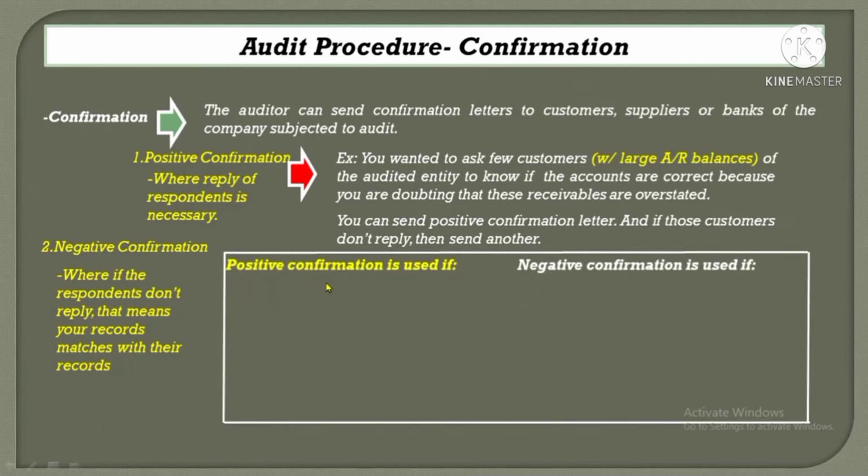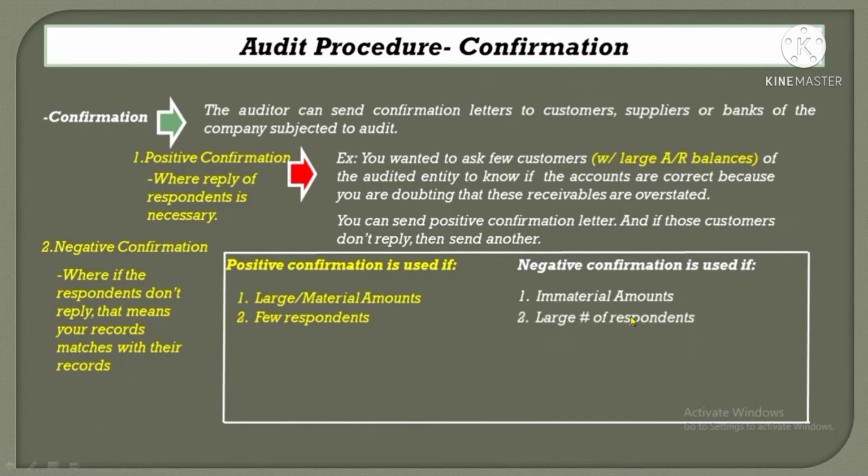Number one, if accounts of respondents are material, then choose positive confirmation. On the other hand, if the accounts are of smaller amounts, then choose negative confirmation for efficiency. Number two, look at the number of the accounts or number of respondents. If there are only a few, then use positive confirmation. But if there are a lot of respondents, then use negative confirmation letters.